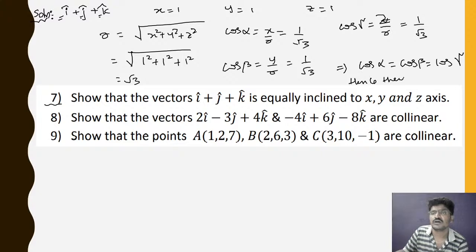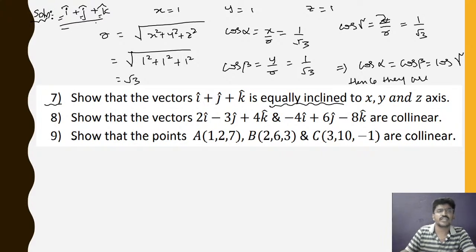Hence they are equally inclined. Okay. So from this I think you can get how to solve this problem, that is equally inclined. Clear? So very simple problem. So that the given vector is equally inclined.